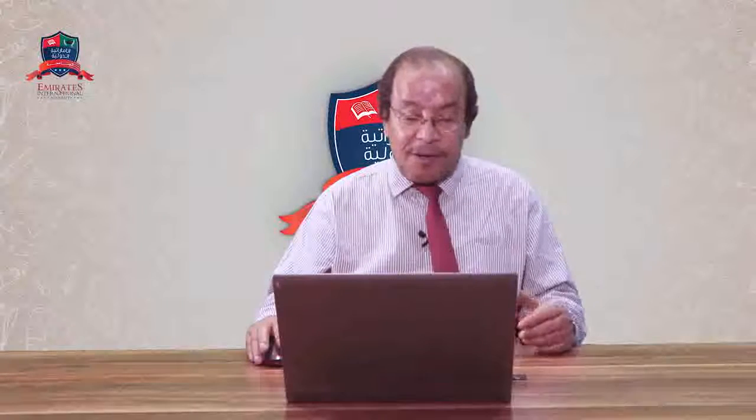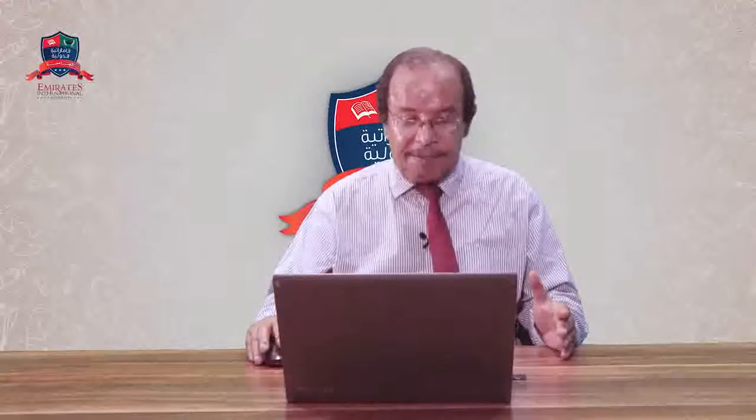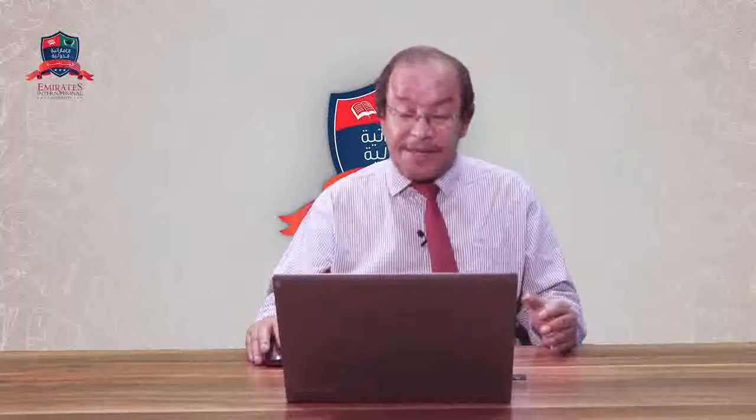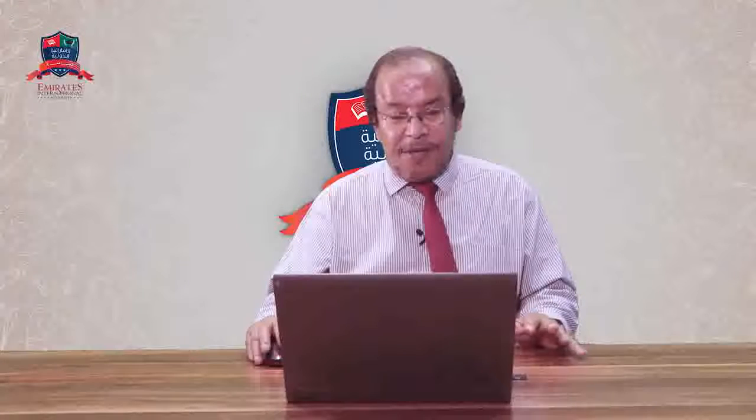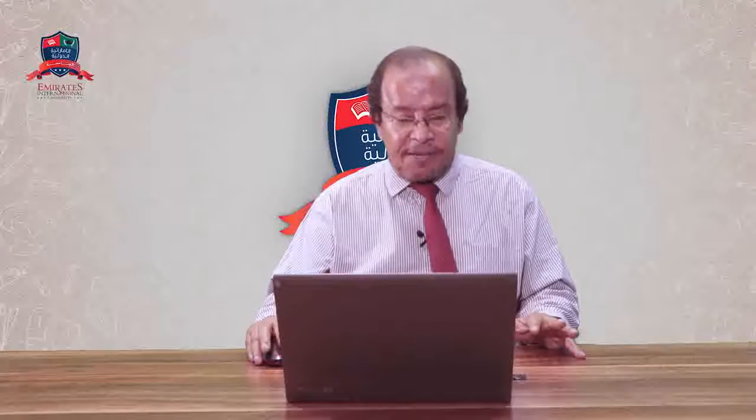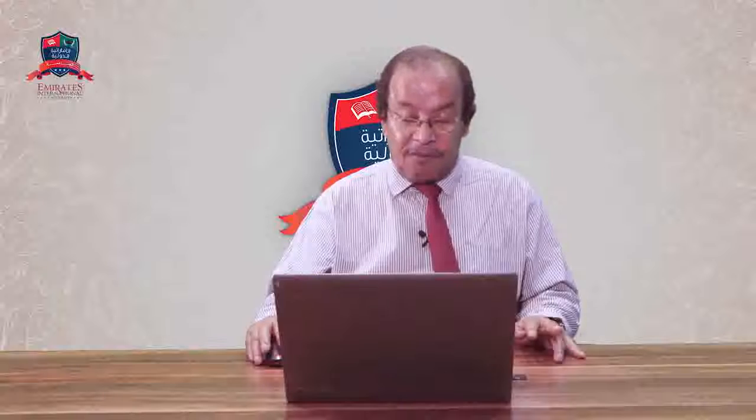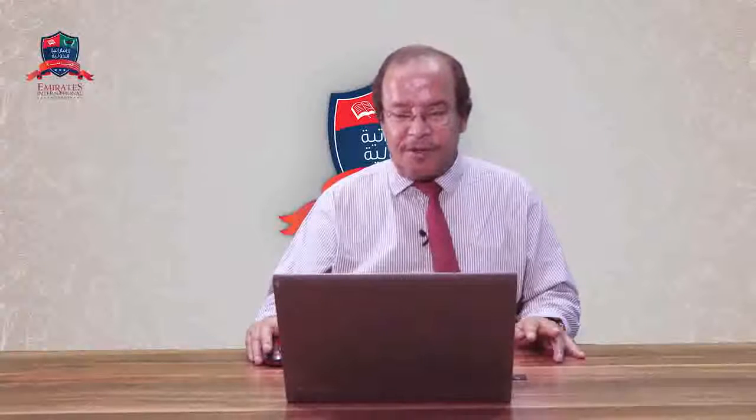And then we start to count the number of chromosomes, whether this baby is suffering from trisomy or from monosomy. Trisomy means he has 47 chromosomes. Monosomy means he has 45 chromosomes, one chromosome less.